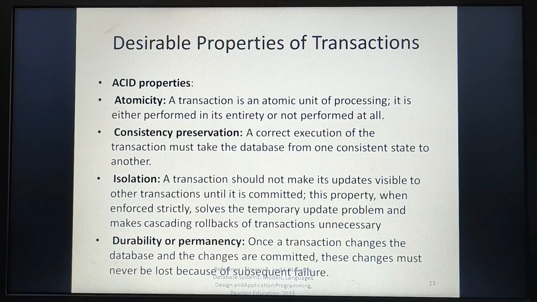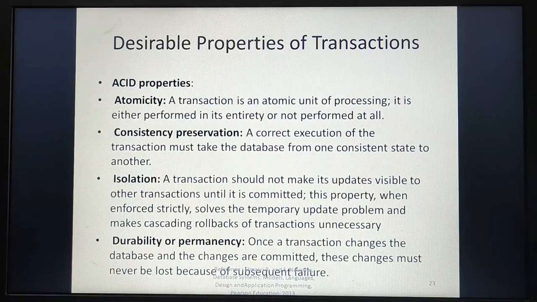Next, a very important topic: desirable properties of transactions. They are called the ACID properties: A for atomicity, C for consistency, I for isolation, D for durability. Atomicity: a transaction is an atomic unit of processing. It is either performed in its entirety or not performed at all. So a transaction is either nothing or complete.